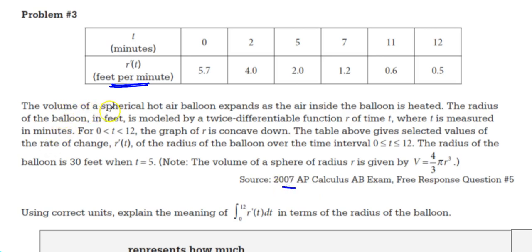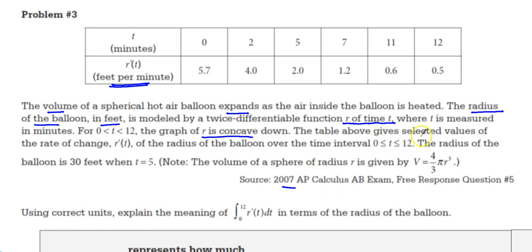The volume of the spherical hot air balloon expands as the air inside the balloon is heated. The radius of the balloon in feet is modeled by a twice differentiable function, R of t is the radius of the balloon. From 0 to 12 hours, the graph of R is concave down. We don't really need that information here because you are only answering part of the question. This is only one part of the question.